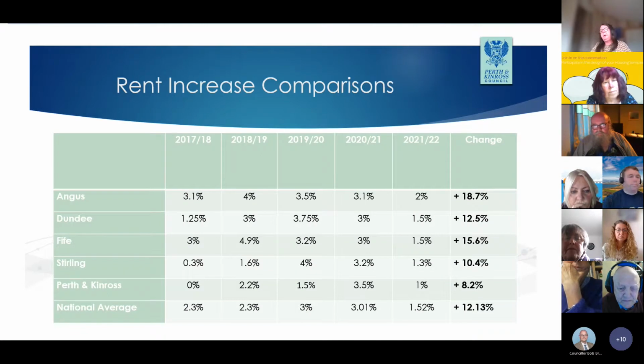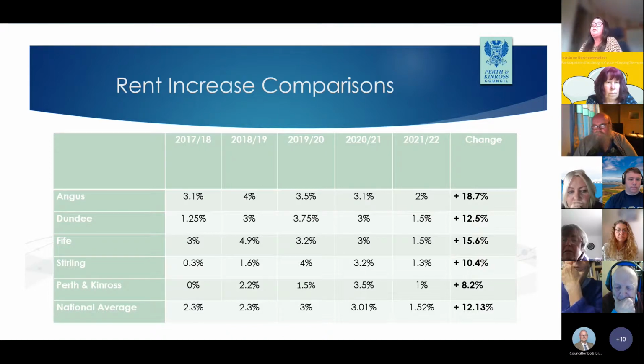Over a number of years, Perth and Kinross has worked really hard to keep rent level increases to a minimum in partnership with their tenants. This table shows you, in comparison with neighbouring authorities and the Scottish national average, our rents are the most affordable housing option in Perth and Kinross, and as you will see later in this presentation, are lower than other social housing providers in Perth and Kinross.